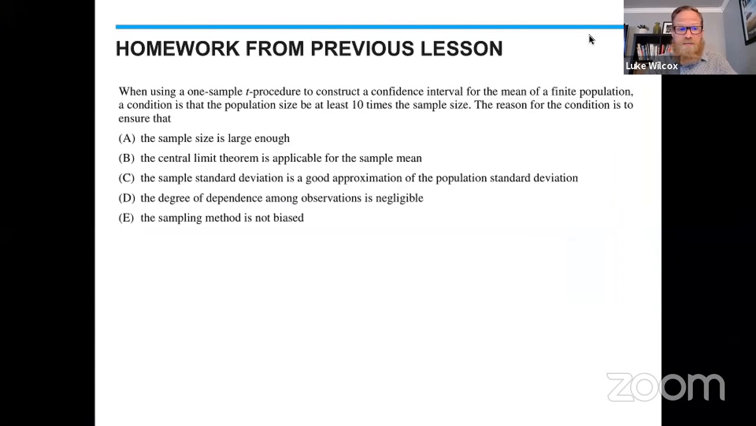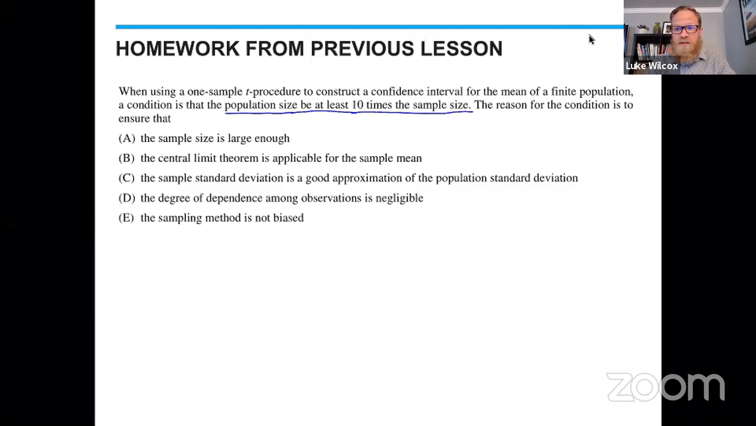So here's what it says. When using a one sample t procedure to construct the confidence interval for the mean of a finite population, a condition is that the population size be at least 10 times the sample size. The reason for this condition ensures that.